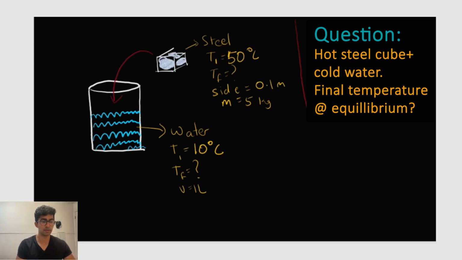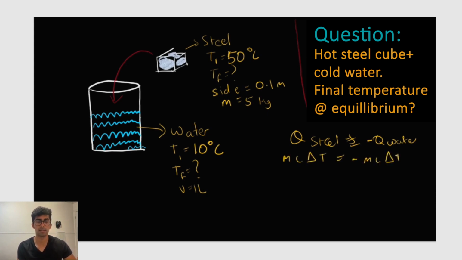So since there's no other form of heat loss, we have Q of steel, which is the heat or the energy of steel, equals negative Q of water. Right? So negative Q because it is lost on one side, it's gaining on the other side. That's what's happening. And we simply have that formula, mcΔT, mass times specific heat capacity times change in temperature, equals negative mcΔT, mass times heat capacity times change in temperature for water. That's for steel.